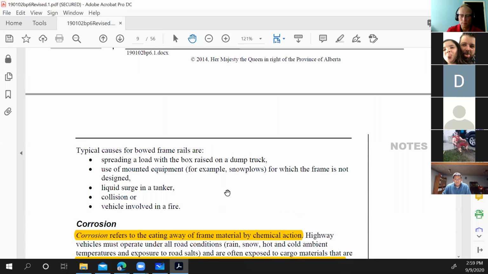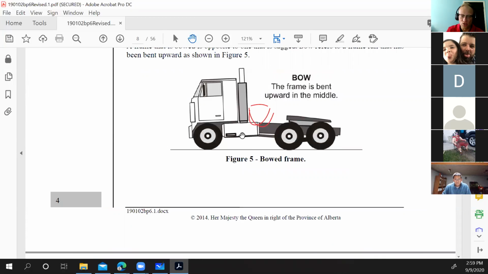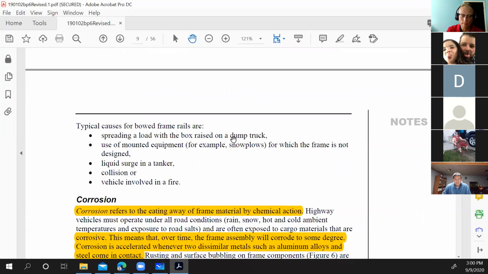Liquid surge in a tanker. This is a big one. Typically nowadays we have baffles inside of the tankers to prevent that liquid surge, but there can be a huge amount of inertia stored up in those tankers if you suddenly have to slam on the brakes. And a collision or a vehicle fire. Yet again, if there's a hot concentration of heat in one spot, just like when you would damage the frame with a torch, a big fire will do the same thing, cause it to anneal differently, and the properties of the steel will change, causing a bow.